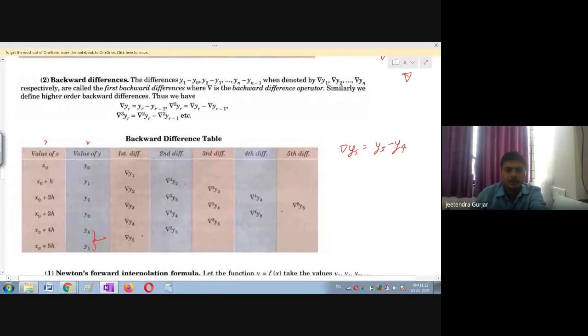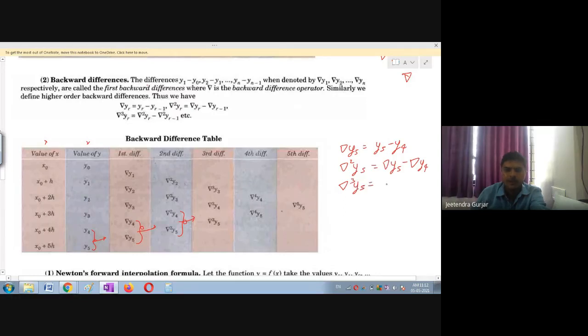Next, I want to calculate nabla square y5, right? So I will just take the difference, and it is nabla y5 minus nabla y4. So this is a backward difference, so we are going to go for backward difference. Now I want to calculate the third backward difference, which is denoted by nabla cube.